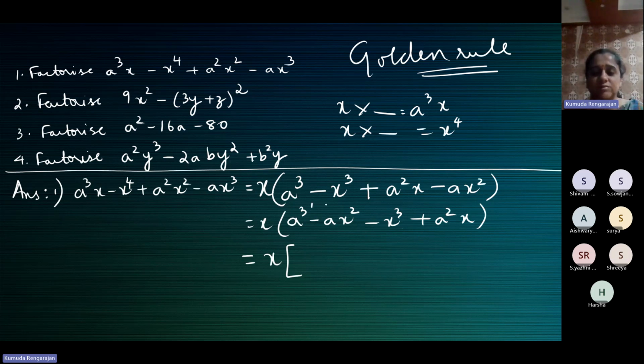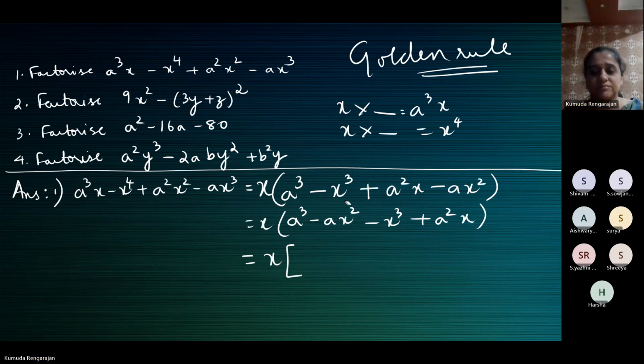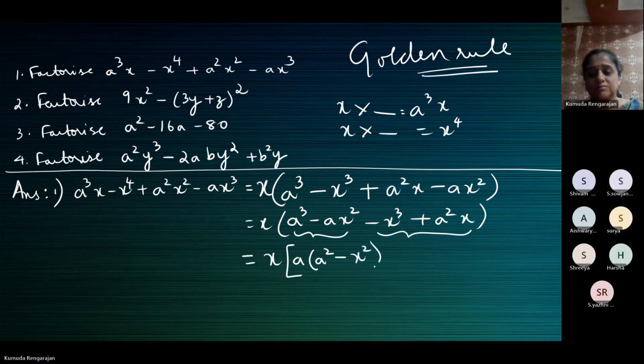So this is the first term, this is the fourth term. We're just writing the fourth term in the second place. That's all it is. First term, then the fourth term, and then the remaining terms. Now see if this works. What's common again between the first two terms? a is common. a into a square is a cubed, minus a into x square.